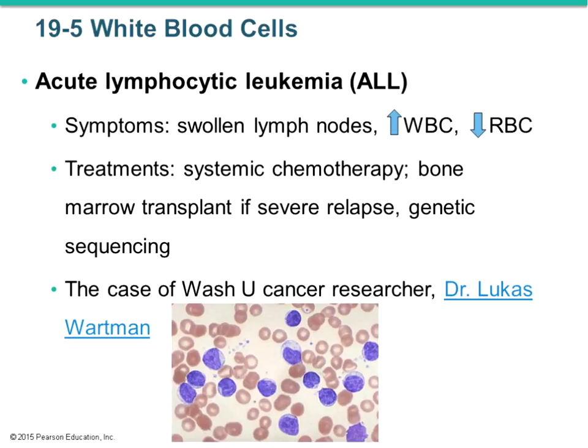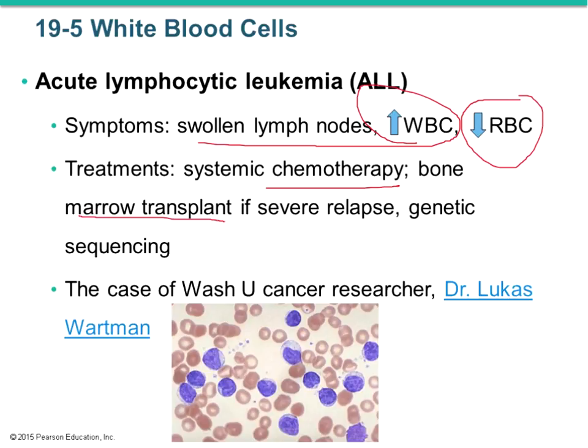So what happens with ALL? Well, you're going to see swollen lymph nodes, increase in white blood cell, decrease in red blood cell counts, of course, as we mentioned before. Treatments: chemotherapy, maybe a bone marrow transplant, possibly if in severe relapse. Genetic sequencing is something that's starting to draw a lot of interest and use.